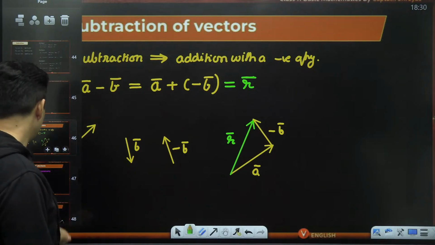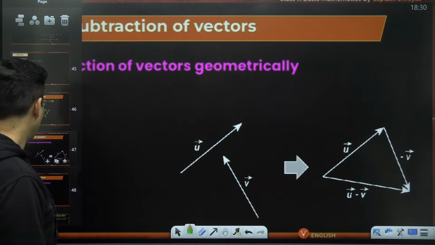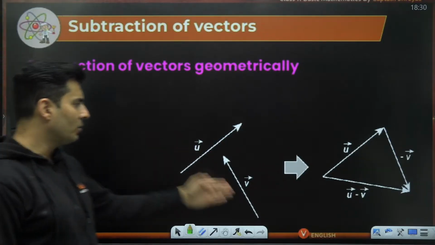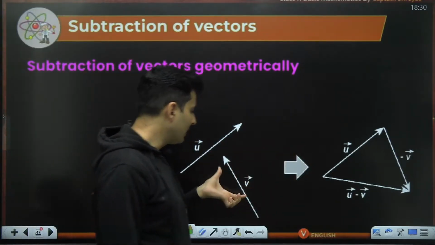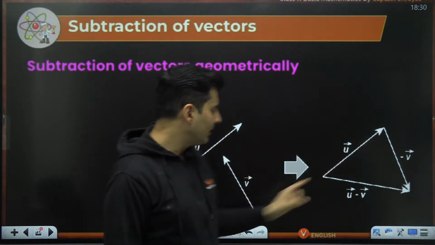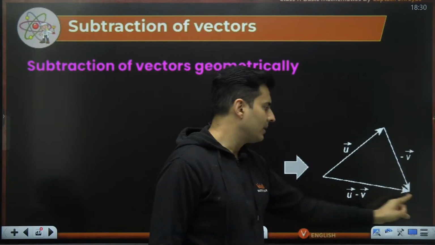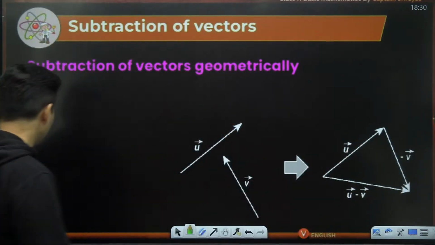Okay, sir. So vector subtraction is technically vector addition. That's what we got to know. You have two vectors, you want to subtract them. You take the vector which has to be subtracted and negate it. So the vector over here has been negated. So this vector and this vector will give me the resultant of the vector subtraction. Okay, sir.